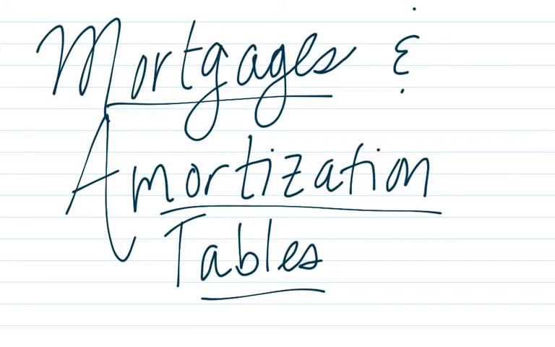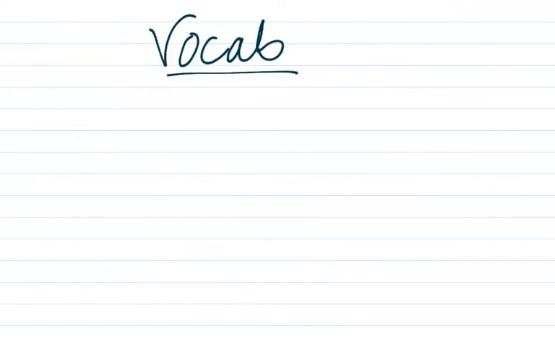This video wraps up our consumer mathematics unit. The last thing we're going to look at is mortgages and amortization tables. Before we jump in, I want to make sure that we know some important vocabulary with respect to mortgages. Mortgages are a whole different beast when it comes to getting and borrowing money to buy houses or other property.